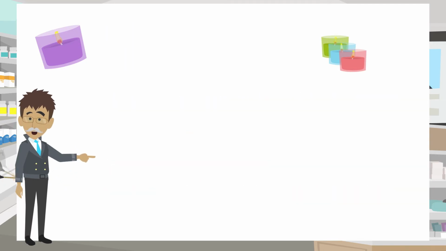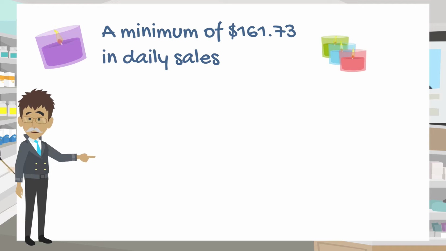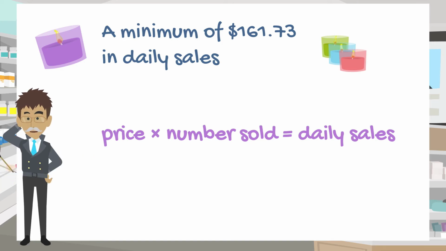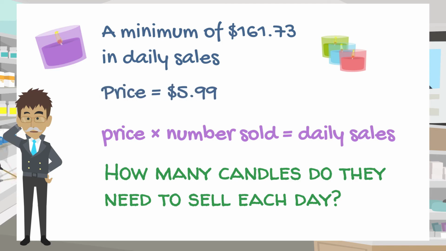The friends decide they need to have at least $161.73 in sales each day. The daily total sales is determined by multiplying the price of each candle by the number sold in a day. How many candles do they need to sell each day at $5.99 per candle?